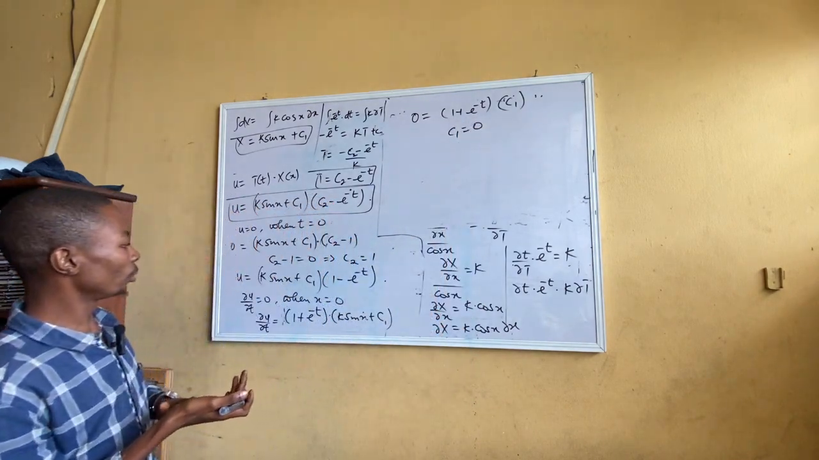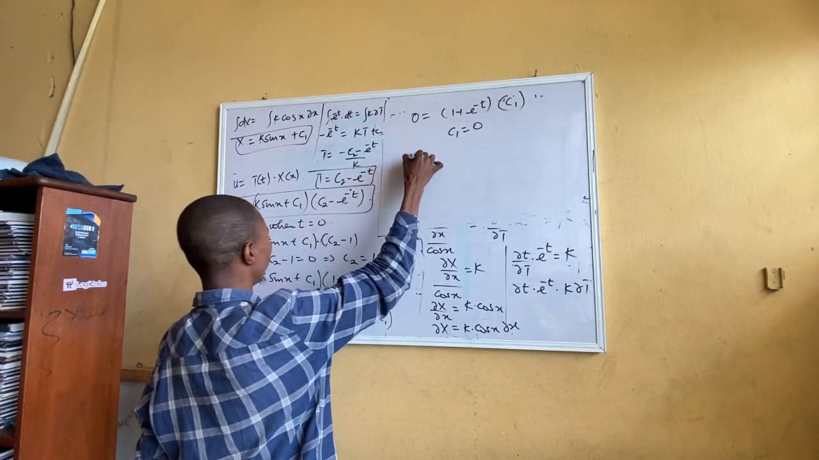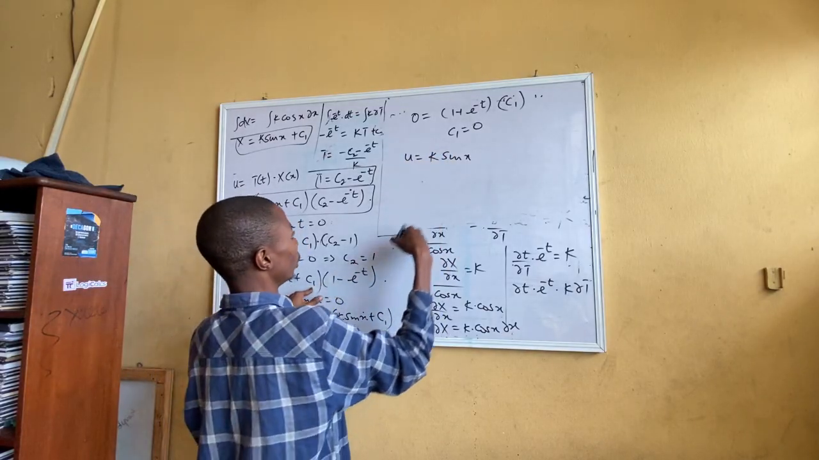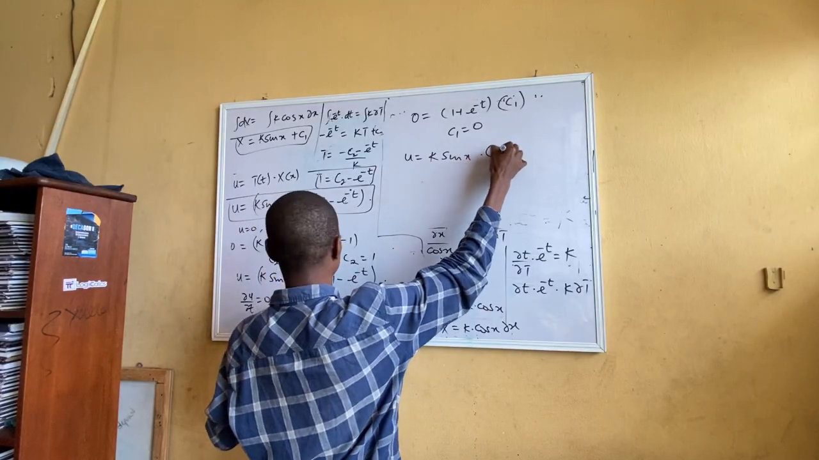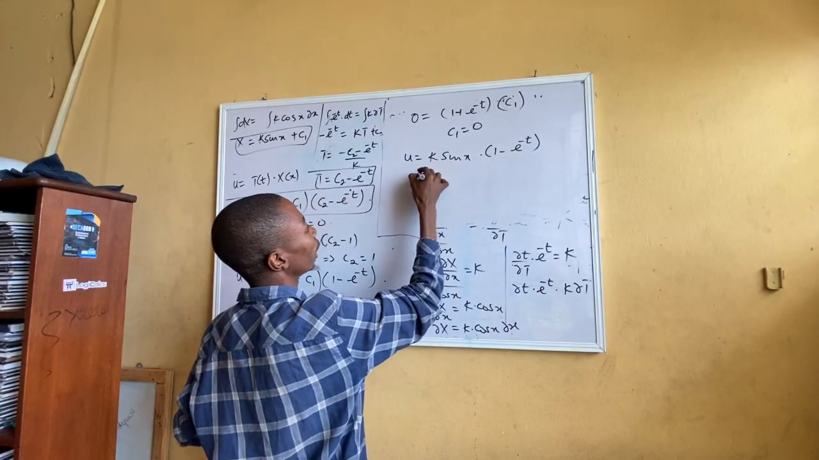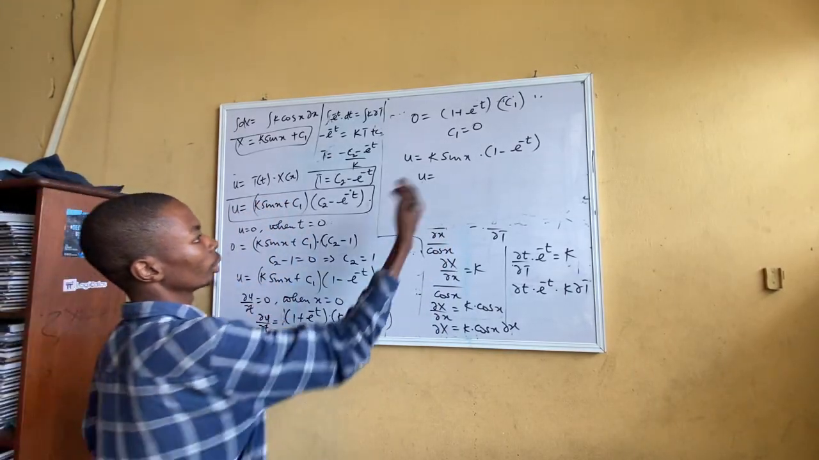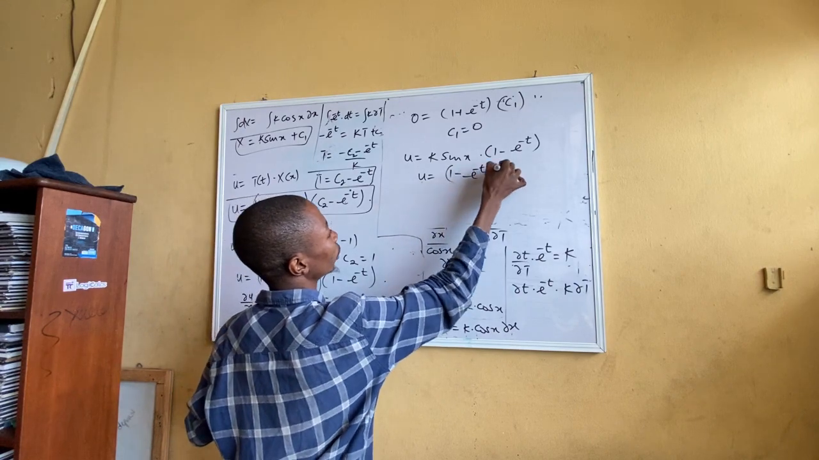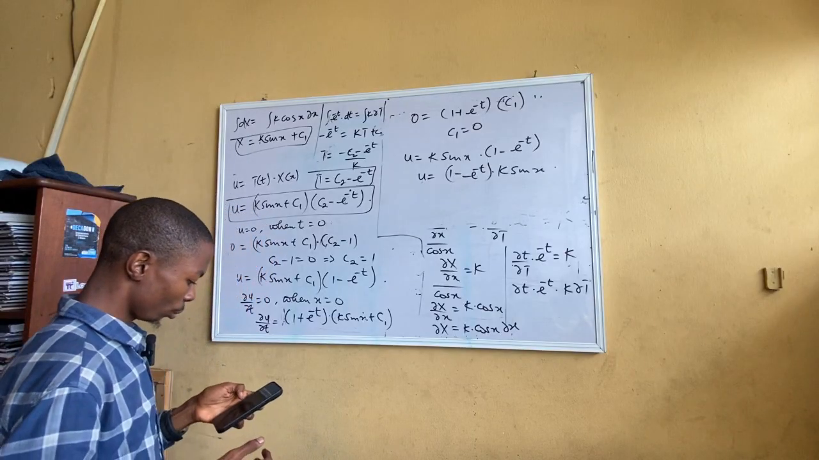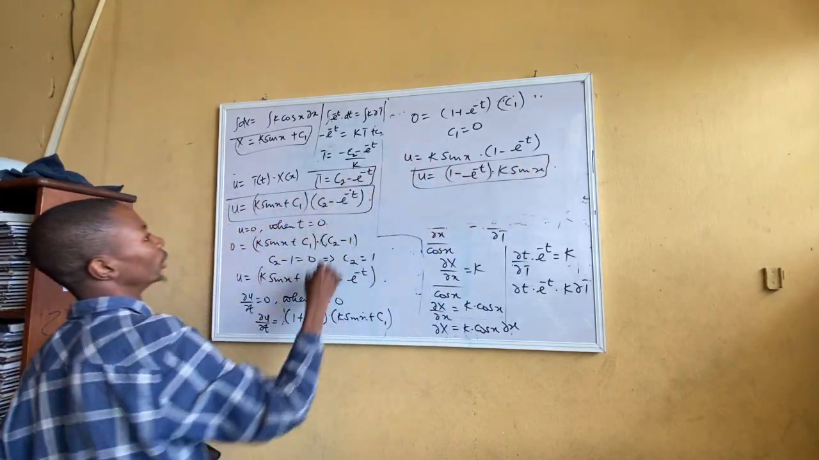After getting c1 at 0, go back to our solution. Our solution is u equals k sine x, c1 is already 0, times 1 minus exponential minus t. So you can open the bracket: u equals 1 minus exponential minus t, times k sine x. That's how it will be. So c1 and c2, there is no more condition again. So this is our final solution for this problem.